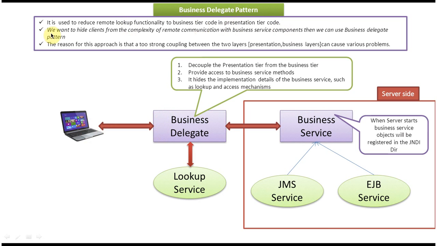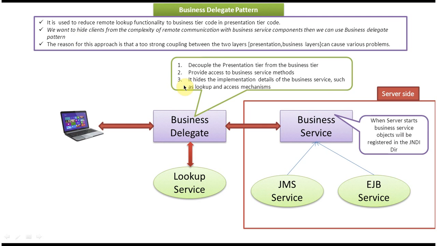The second explanation is that we want to hide clients from the complexity of remote communication with the business service component. Then we can use the business delegate design pattern. The client need not know how to communicate with the business service or how to look up the business service object. The client need not worry about the complexity of remote communication. It just has to call the business delegate, and the business delegate will take care of all those things.